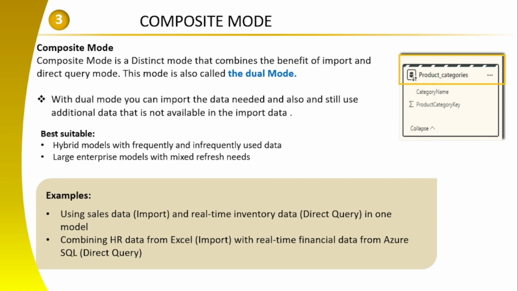Example is that you have a table that is in import mode and a real-time inventory data, and you also have another table that is in direct query mode. Now let me give you a very practical example of how this works. Take for instance, let's say you have a sales file table. The sales file table consists of high level of granularity. What I mean is that it consists of a very detailed data.